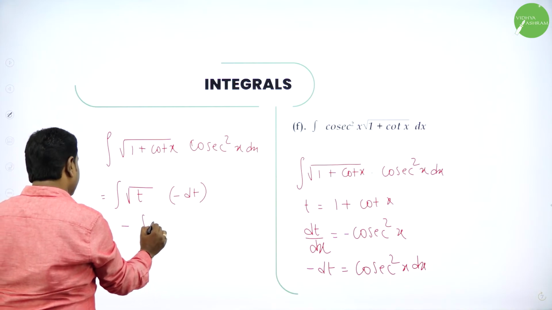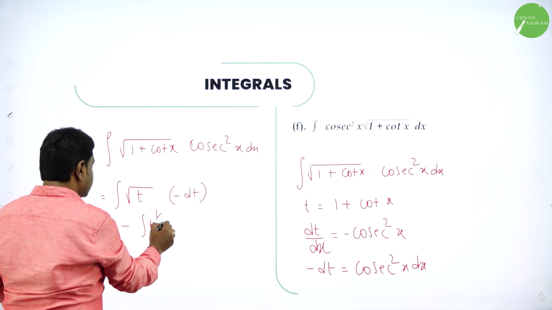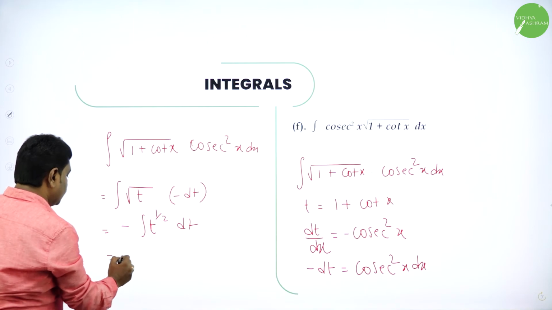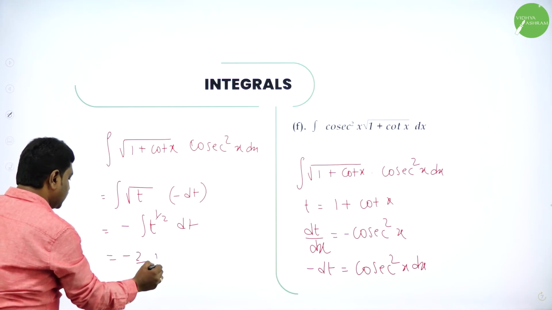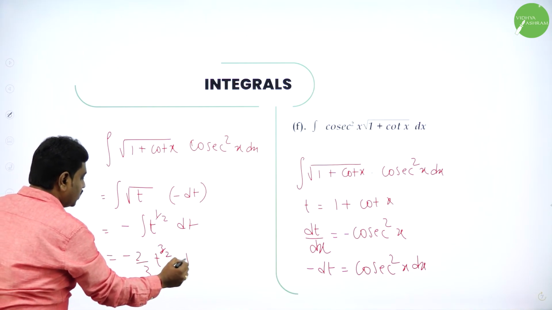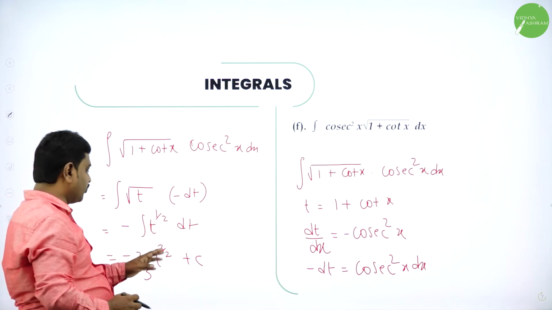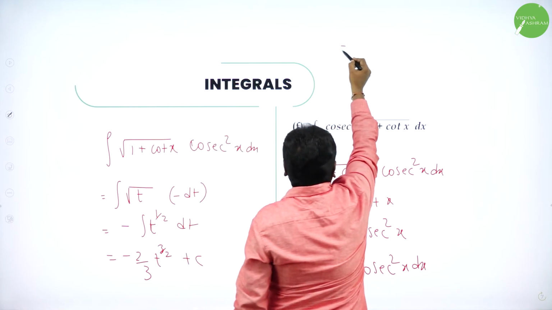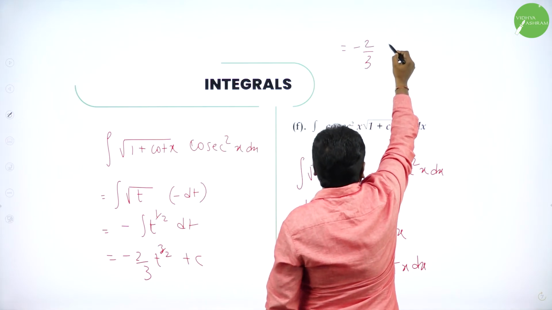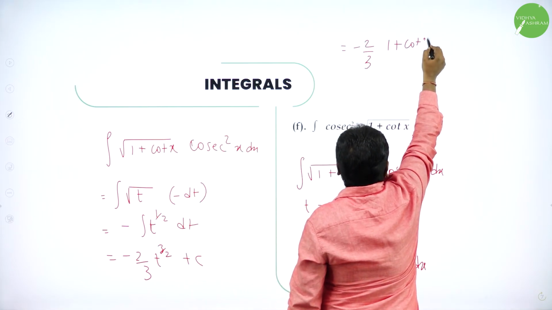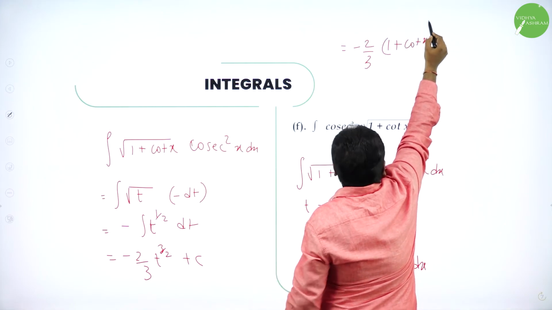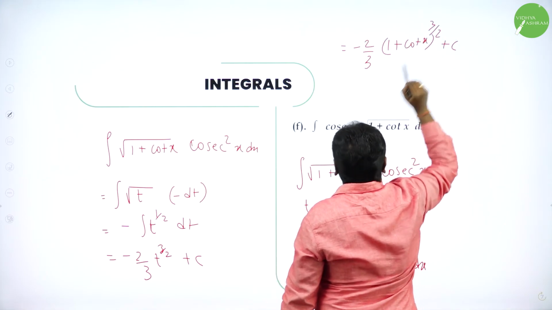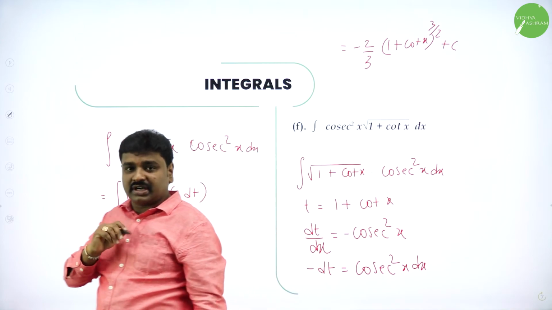So integration of root t, can I write it as t power half dt? After you integrate, it will become 2 by 3 t power 3 by 2, using the x power n formula, that is t power half plus 1 by half plus 1. What is half plus 1? 3 by 2. That is further minus 2 by 3. What is t? 1 plus cot x, power 3 by 2, plus c. That's it. So it is in the form x power n.